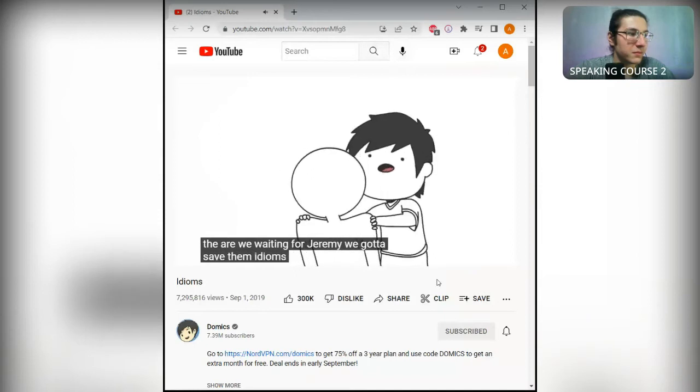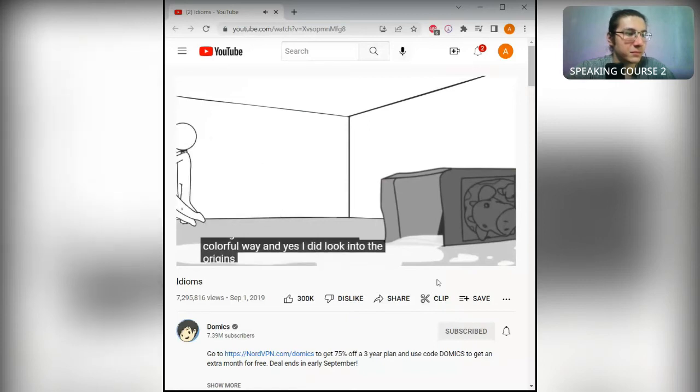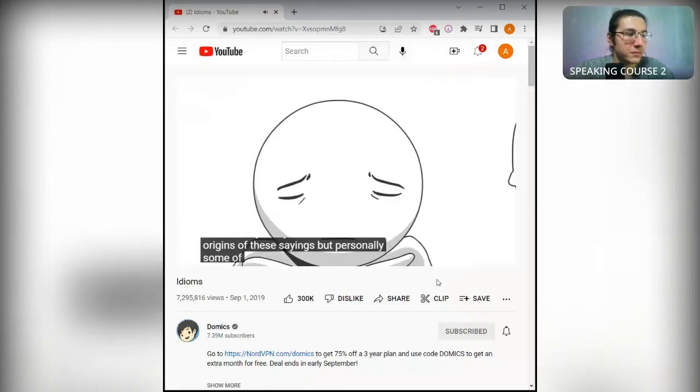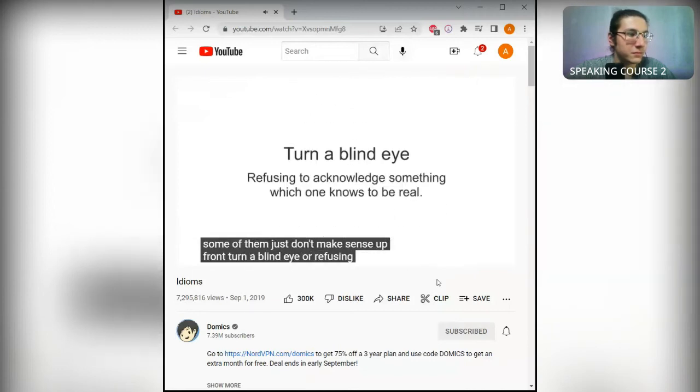We gotta save them! Idioms help us express simple feelings in a more illustrated and colorful way. And yes, I did look into the origins of these sayings, but personally, some of them just don't make sense up front. Turn a blind eye, or refusing to acknowledge something which you know to be real.